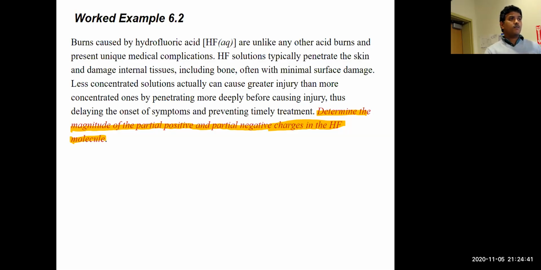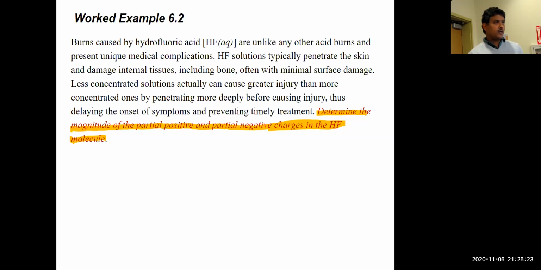HF, hydrofluoric acid, is dangerous like any other acid, very dangerous. So don't even try to get in contact with it. If at all you get exposed to it, it can burn the skin, it can destroy the skin, because it is a very powerful polar bond. As a result, we should be very cautious if we are going to use HF. However, it is asking us to calculate the magnitude of partial positive and partial negative charges in HF. How do we do that, right? Is it possible to calculate the partial charges in HF?